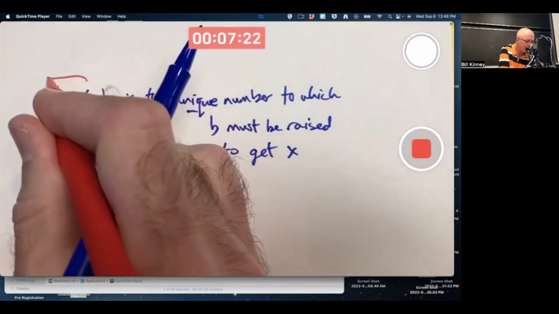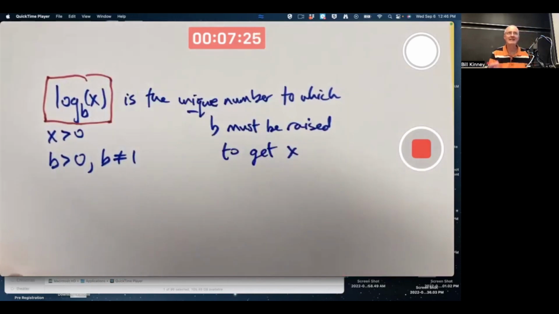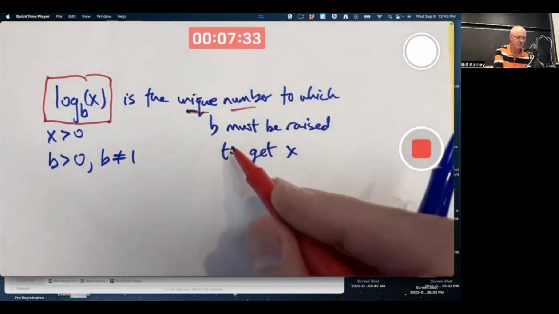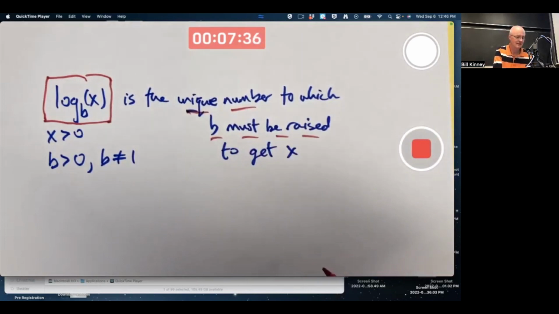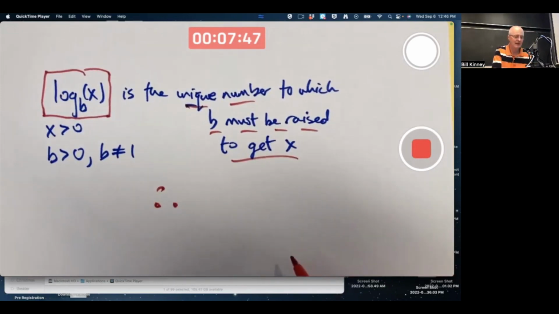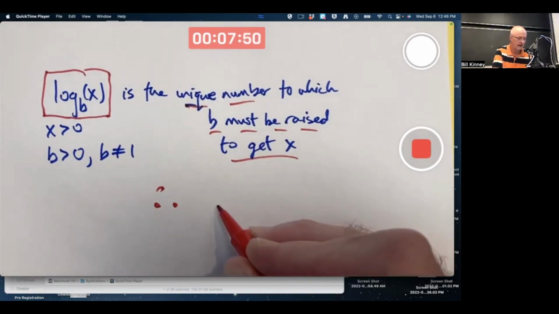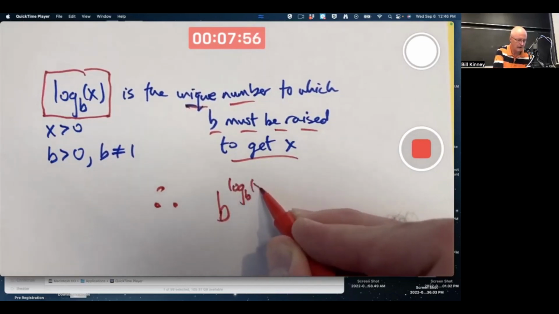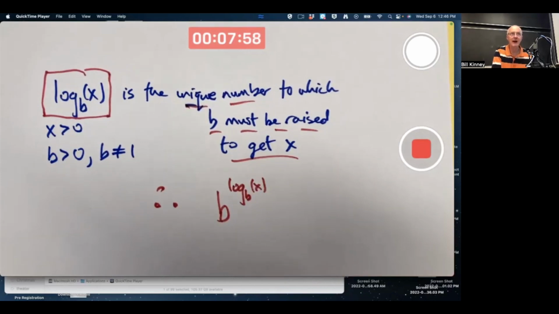This is one number when x is some fixed positive number and b is some fixed positive number not equal to 1. It's the unique number to which b must be raised, it's a power, to get x. It's a power, it's an exponent. Therefore, in other words, a symbolic way to write that, three dots like that means therefore, b raised to that power, b to the log base b of x power is x, by definition.